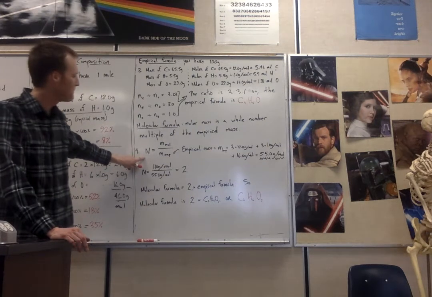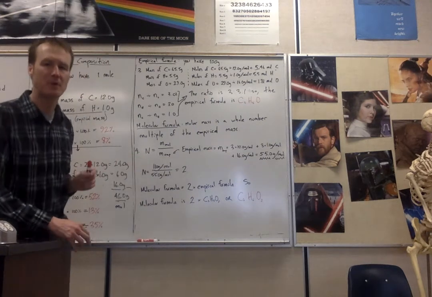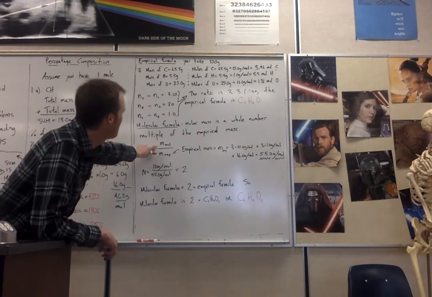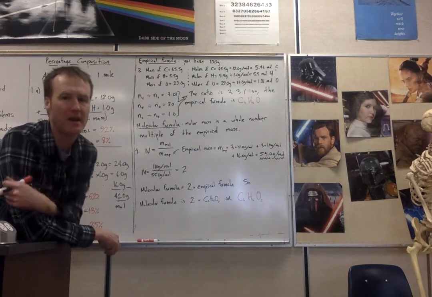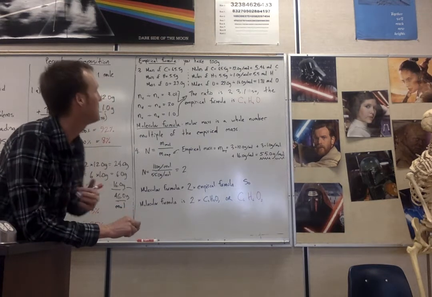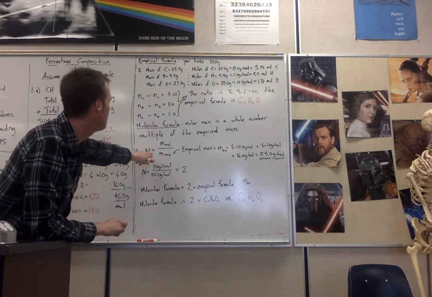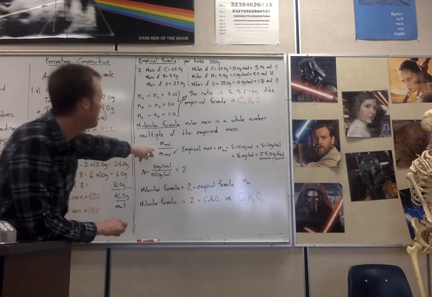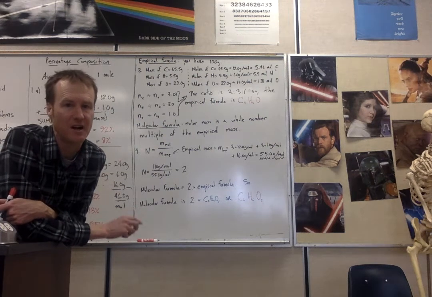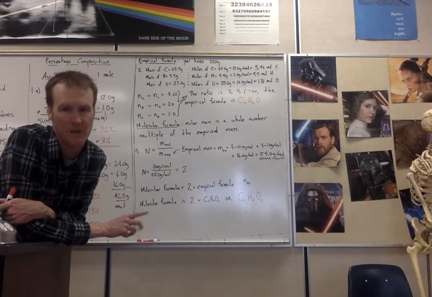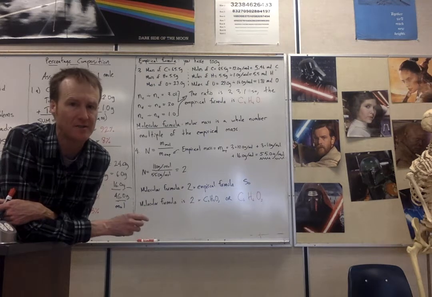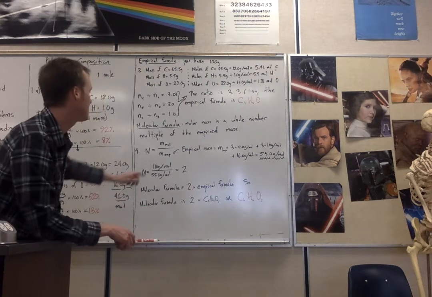Here's what you do. You need to calculate a number, capital N, that will equal the molar mass divided by the empirical mass. We were given the molar mass. We were told that 1 mole of this substance is 110 grams in weight. It's 110 grams per mole is the molar mass. How about the empirical mass?